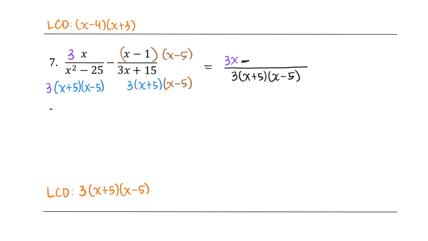So I'm going to put a minus here, but I'm going to put a parenthesis because I need to distribute this times this. So I get x squared minus 5x. And then I get minus 1x plus 5. Do I have space? No, I'm going to go to the next line. On the next line, my denominator is still the same.